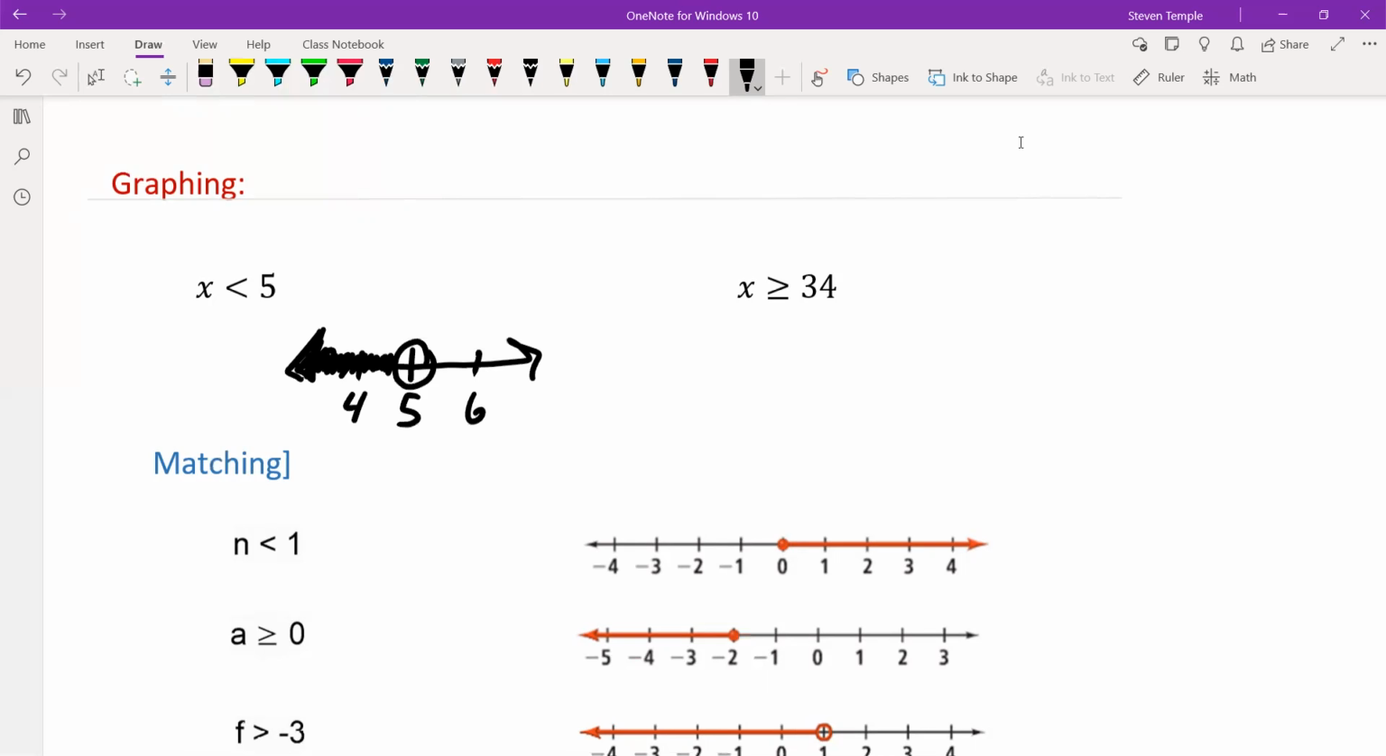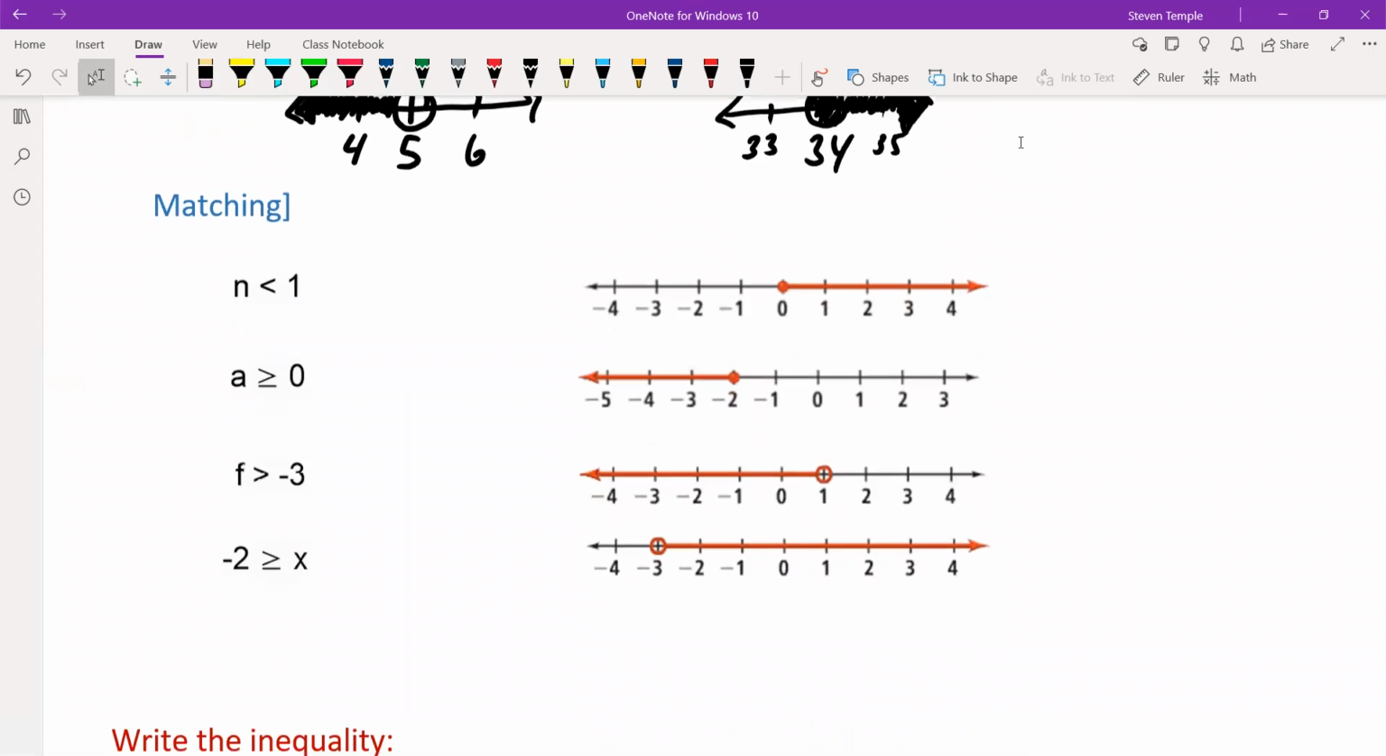If I were to graph the next one, x is greater than or equal to 34. Put your 34. I'll put a 33 and a 35. I'm going to put a circle. It does say equal to, so I'm going to shade this in. And which way do I shade? Well, is 33 greater than 34? No, it's not. How about 35? Yes, it is. So I'm going to shade in this direction. And I like to emphasize my arrow when you're shading. Give a little more definition to that arrow. There we go.